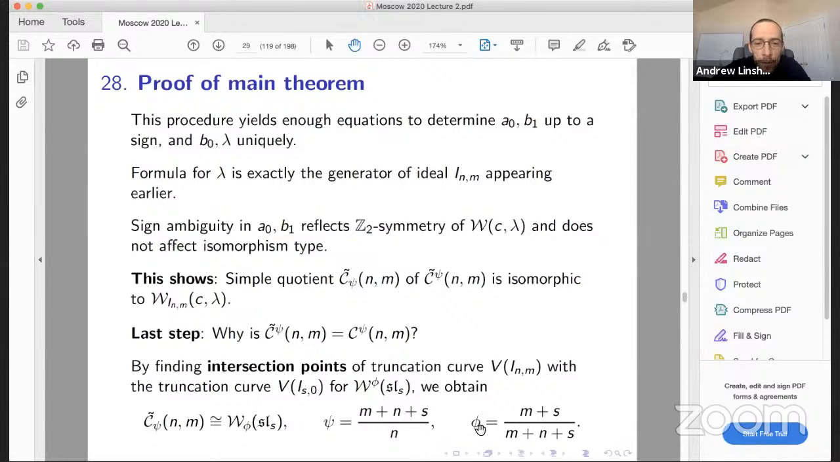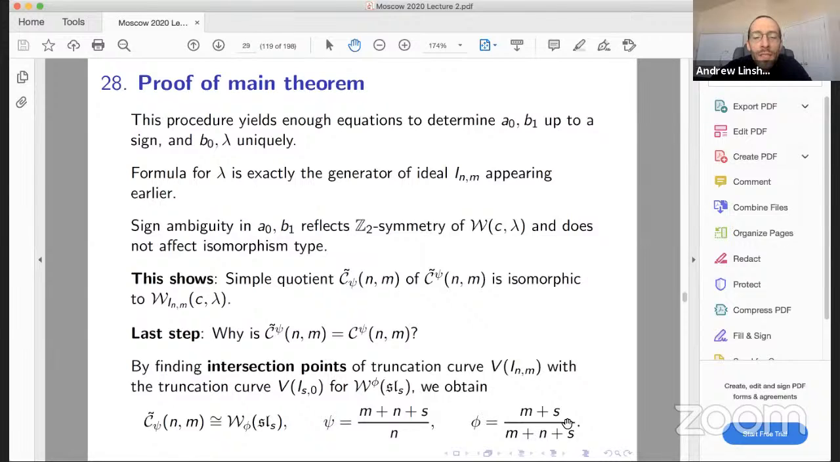This psi, remember, is a shifted level. So that means that the level is minus s plus this thing, s plus m over s plus m plus n. And you notice that this is a non-degenerate admissible level. I want m and n to be relatively prime for this, but even if not, this will be a non-degenerate admissible level most of the time.